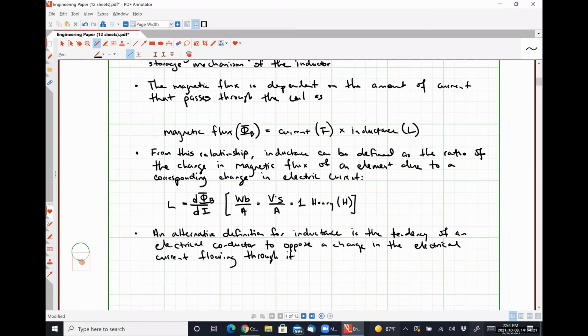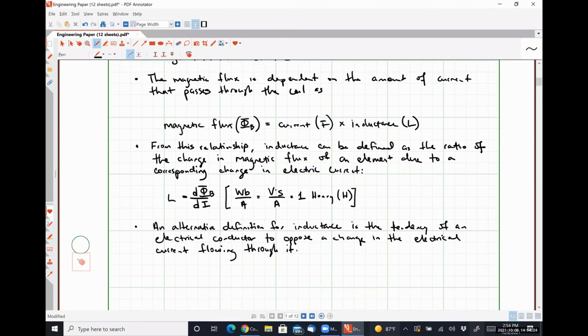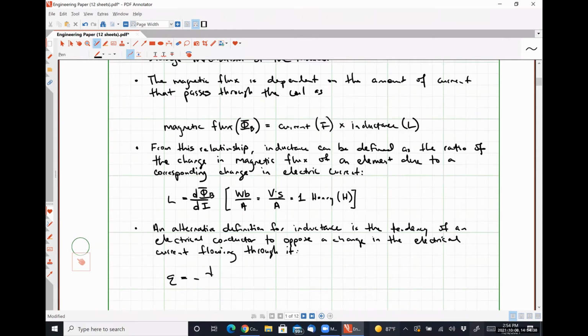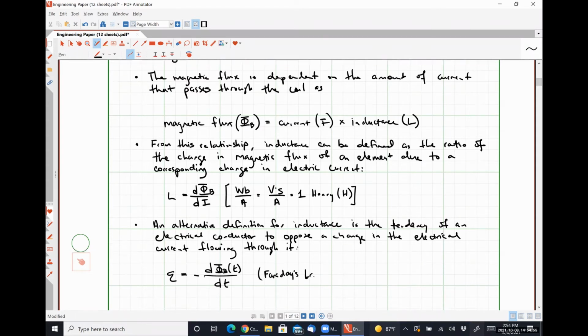And the mathematical relationship for this is what's known as Faraday's law of electromagnetic induction, where we have E, the electromotive force, is equal to negative the derivative of the magnetic flux as a function of time with respect to time. Now, we're never going to actually apply this equation in this class, although it is critically important to the entire concept of electrical engineering.